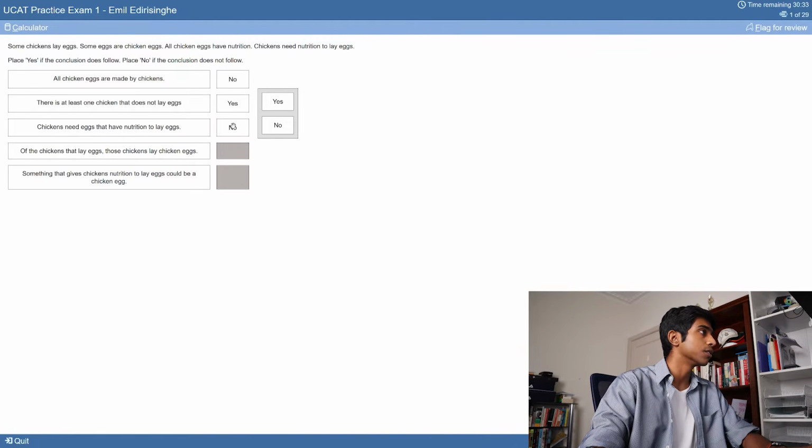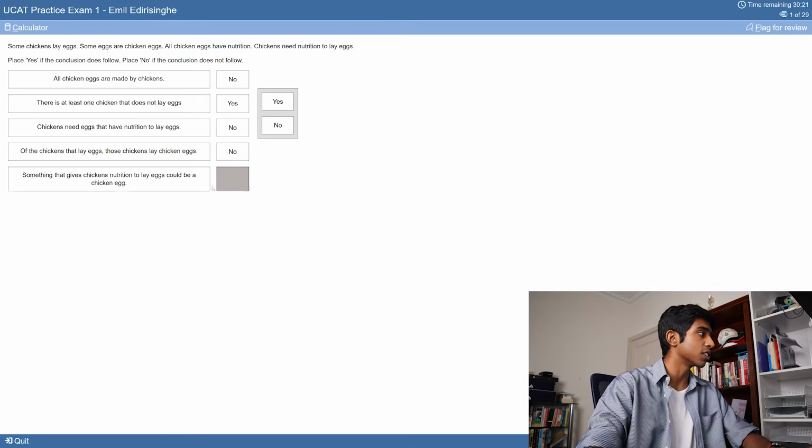Not true. It just says they need nutrition, not eggs that have nutrition. Of the chickens that lay eggs, those chickens lay chicken eggs? No, because they just say some eggs are chicken eggs. They don't say chickens lay chicken eggs. Something that gives chickens nutrition to lay eggs could be a chicken egg.